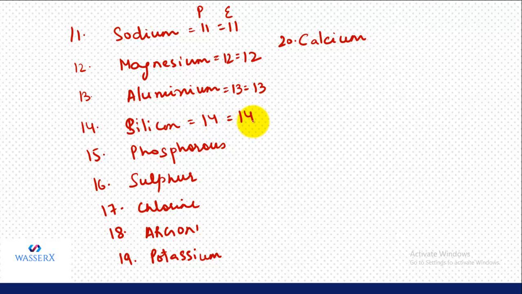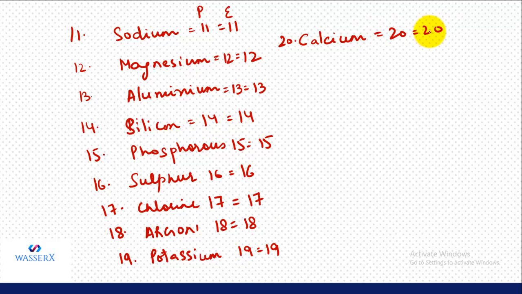For silicon, again 14. For phosphorus, it's 15. For sulfur, again 16. For chlorine, protons also 17 and electrons also 17. Even for argon, it's same. For potassium, again 19. And for calcium also, it is 20.